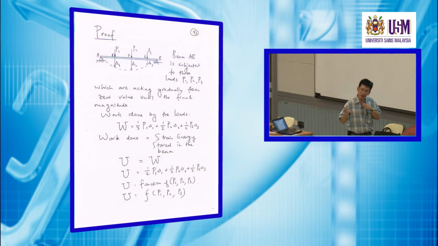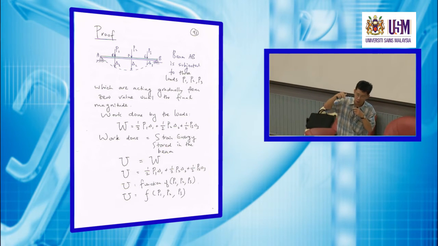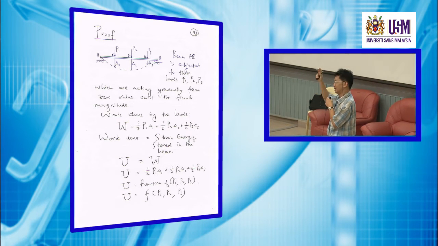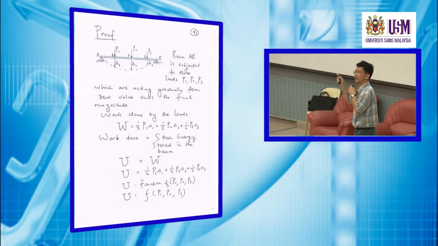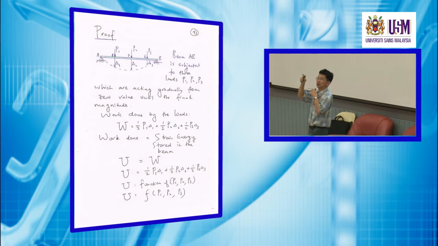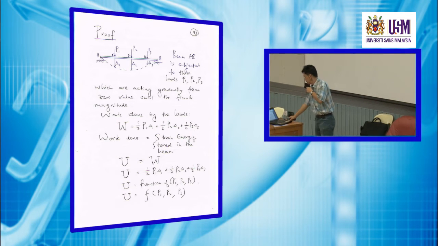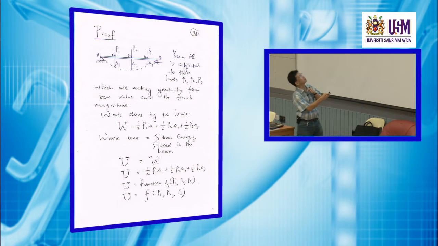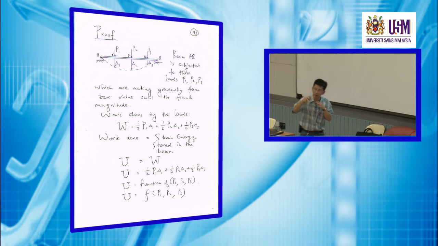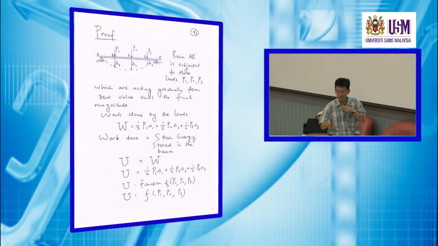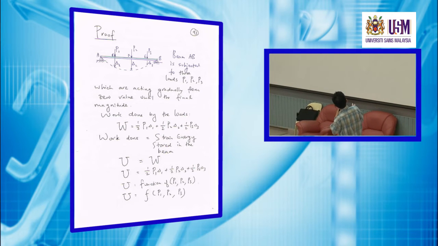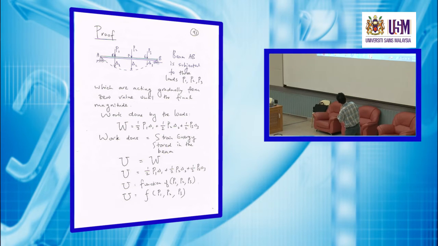And these loads are increased gradually. We apply the load slowly from zero until the full value. When you apply the load gradually, it affects your strain energy, the work done by the force. So the work done by the loads P1, P2, and P3, which you apply gradually from zero, all together when they act on this beam, is half.